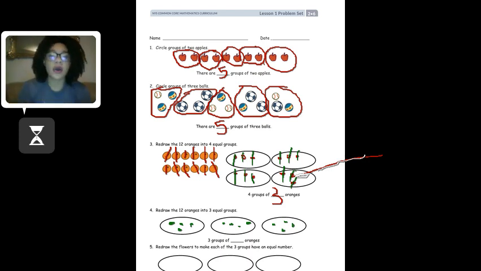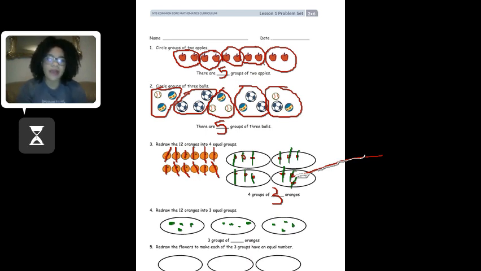So now let's count. Do we have the same amount in each circle, in each basket? Is it equal? I don't know. Let's count and let's double check and make sure, because remember, we always want to double check our work whenever we're doing problems like this. So number 4, redraw the 12 oranges into 3 equal groups.